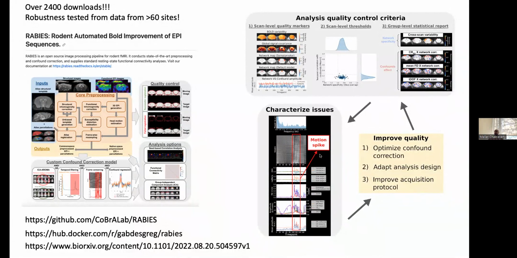And the goal is to provide several reports that can act as scan level quality markers, provide scan and data level thresholds for quality, provide group level statistical reports on the quality of your data and what motion and other physiological measures may be doing to your data, characterize these issues and standardize reports that can be used as outputs that can be included in publications, and then to help people improve quality and optimize confound correction and adapt analysis and improve their acquisition protocols. So I urge you to reach out if this is something that you're interested in. And Gabe won't be talking about this today, but he will be talking about his ongoing quest to improve analysis in fMRI and in rodents.